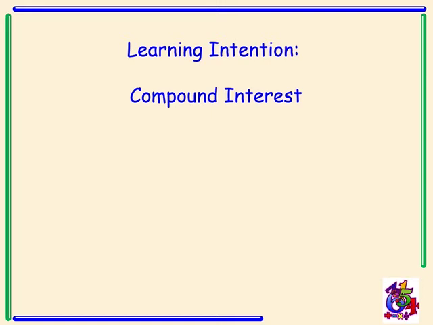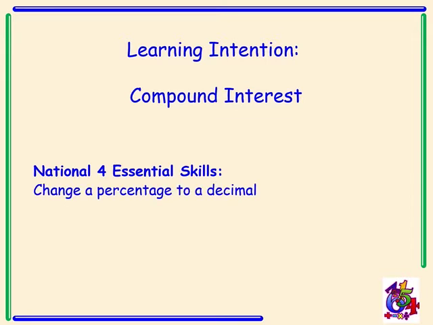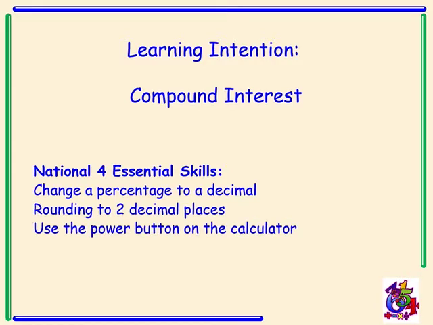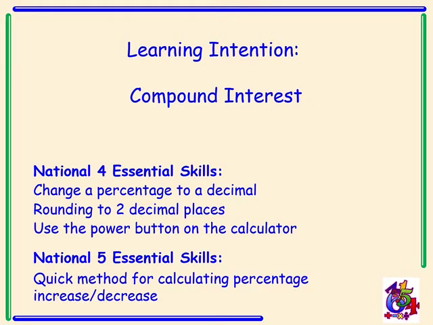Today we are going to learn about compound interest. The National 4 essential skills are changing a percentage to a decimal, rounding to 2 decimal places and using the power button on our calculator. The National 5 essential skills are using the quick method for calculating a percentage increase or decrease. So this is what we did in our last video.